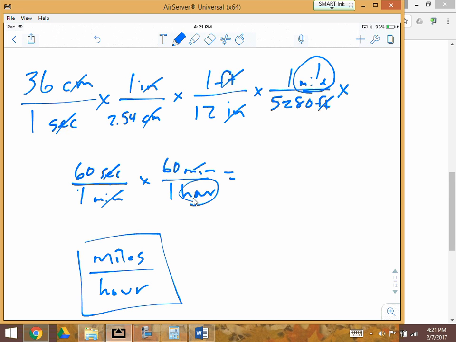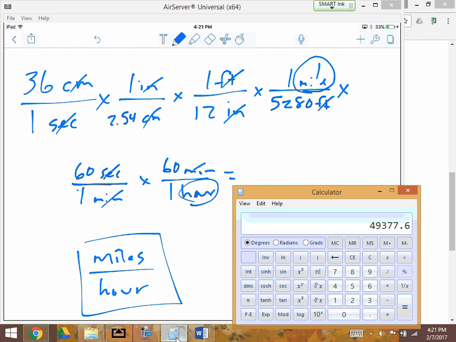At this point, I just need to multiply the top, the numerator, and then multiply the denominator. So let's go ahead and do the numerator first. So we'll get 36 times 1 times 1 times 1 times 60 times another 60. So that number is going to get pretty big there. So we have 129,600. And remember, right now we have miles. So that's pretty big.